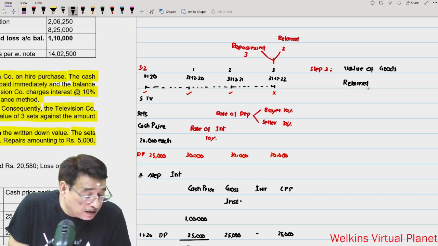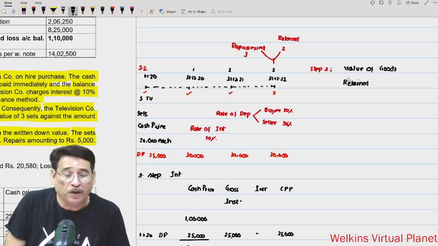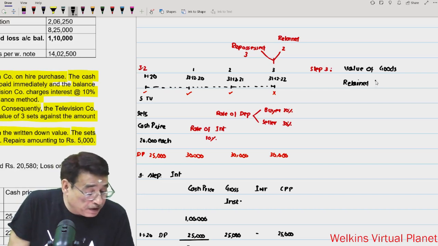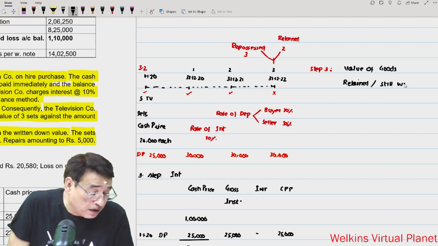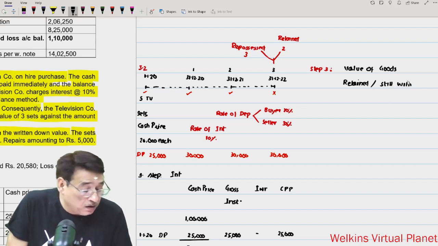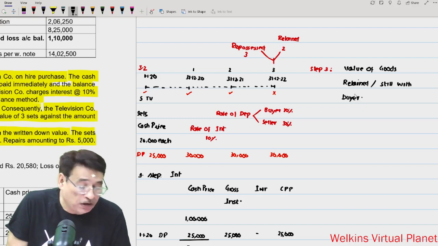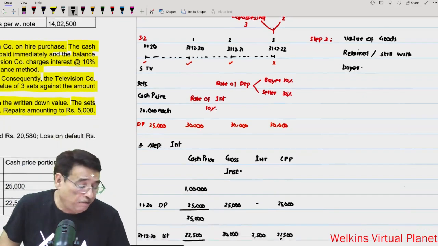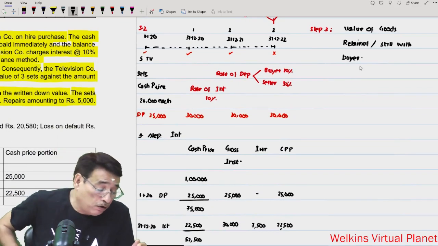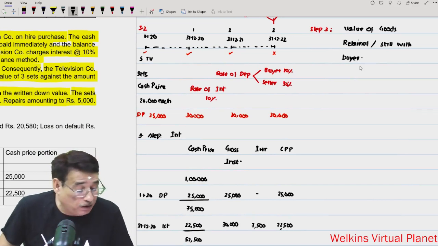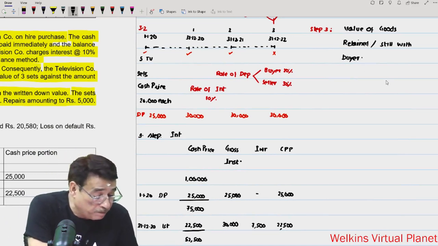What do we mean by value of goods retained? Out of 5 sets, 3 sets have been repurchased. So value of goods retained means the value of goods still with the buyer. Those goods which haven't yet been taken back are still with the buyer. Out of 5 sets, 2 sets are still with the buyer, and we are interested in finding out their value at the end of the final year.